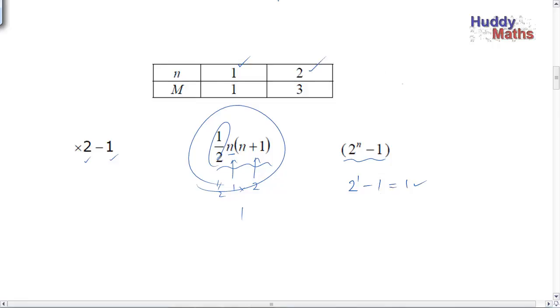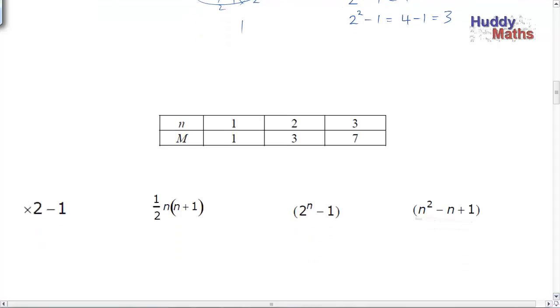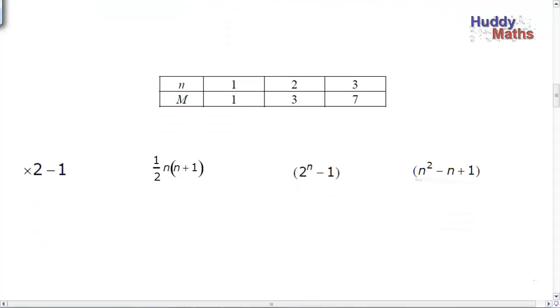Let's check it for this one. This would be 2 raised to the n is 2 to the 2, take 1. That's 4 take 1 is 3. That works. So we've got some rules. Now, let's build it a bit, because this is only a little table, isn't it? What happens when we come to this one? You can see the problems.